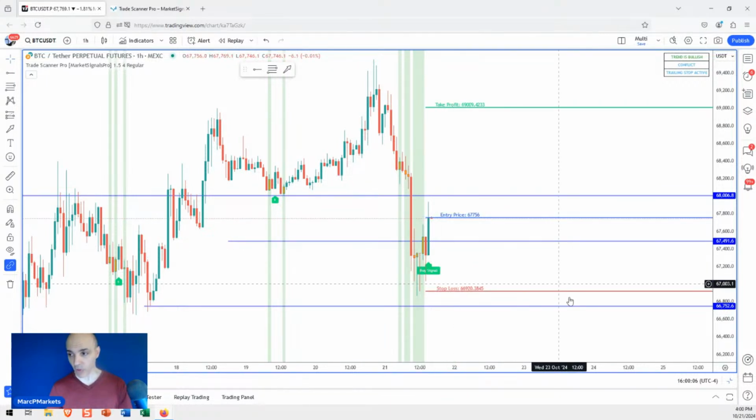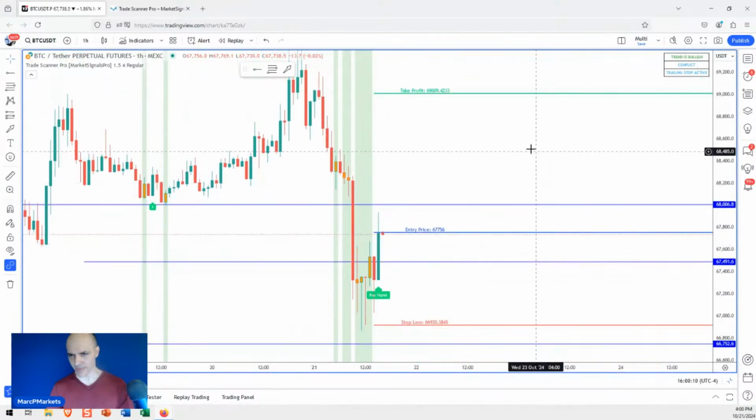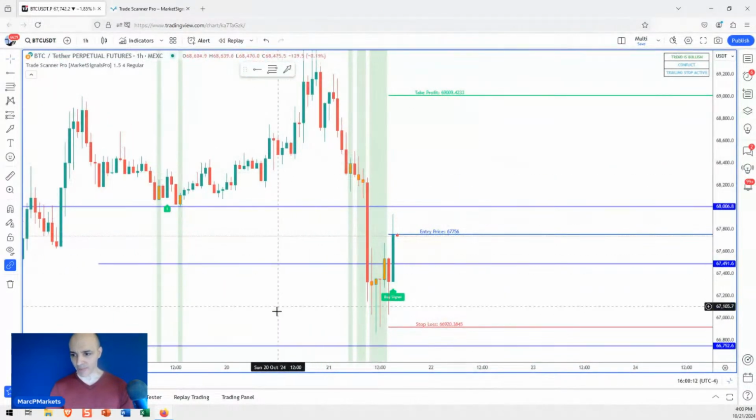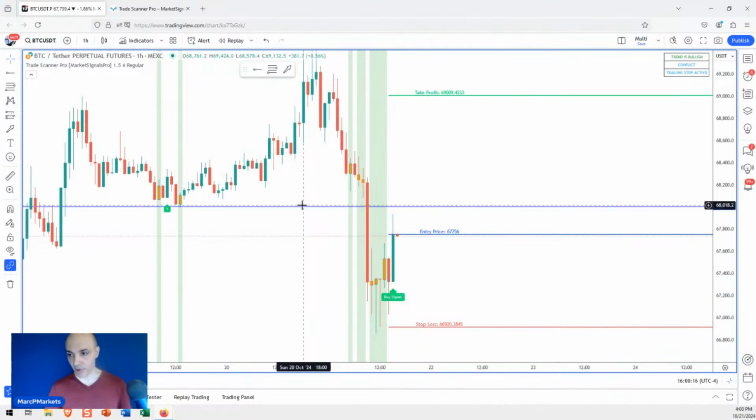Or the lower level. Oh, look, I got a signal on the hourly. Interesting, okay? See how it popped up? So I had the warning, I had the heads up. See how that popped up? But again, don't be confused by that.